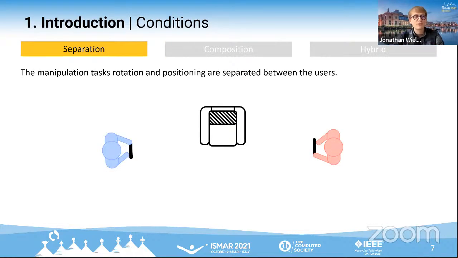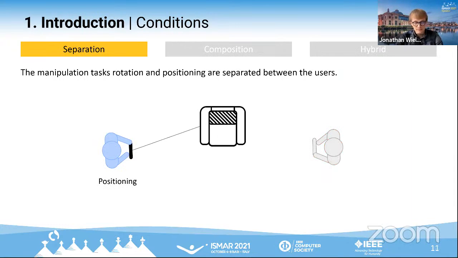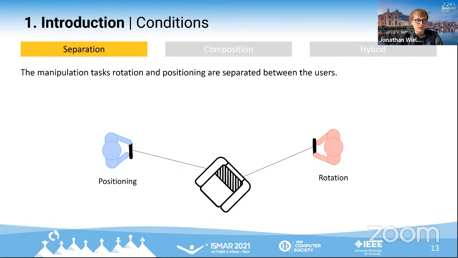The first one, separation, solves the conflict by separating the manipulation task's rotation and positioning between the users. So while one user rotates the object, the other one can only position it. Of course, this also works simultaneously, since users are manipulating mutually exclusive degrees of freedom of the object.